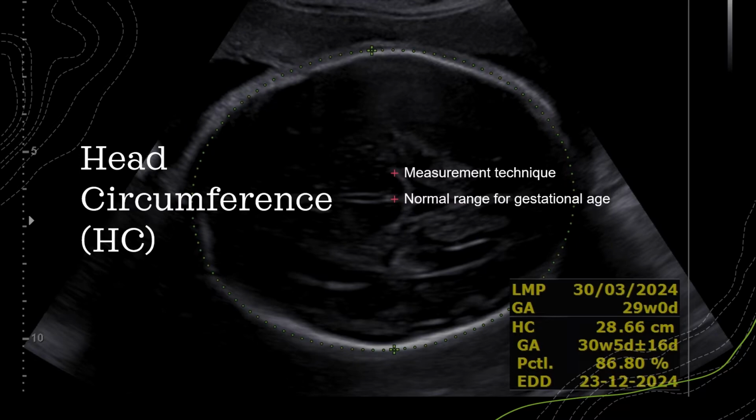Abnormal HC measurements can indicate a range of conditions, from conditions affecting brain development to overall fetal growth restrictions. It's especially useful in conjunction with other measurements to assess overall fetal development.